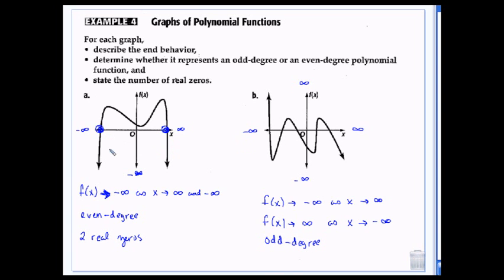Okay, so if your arrows are going in the same direction, you're even. If they're going in opposite directions, you're odd. And then how many zeros do we have? 1, 2, 3, 4, 5.